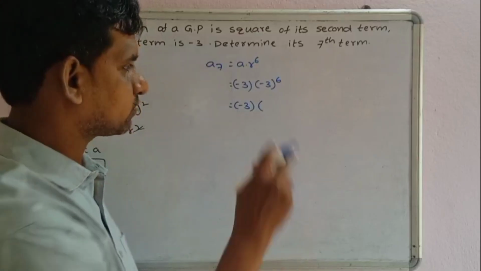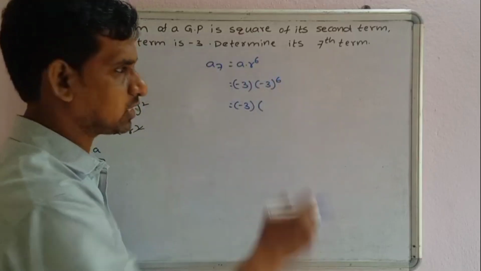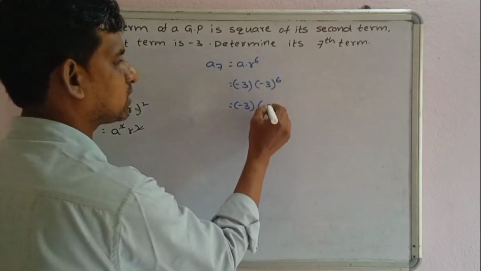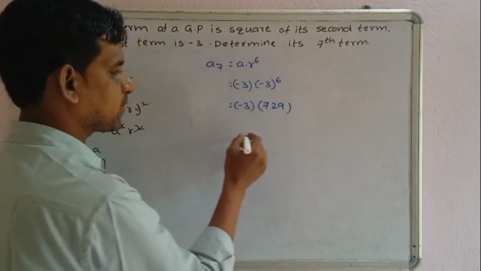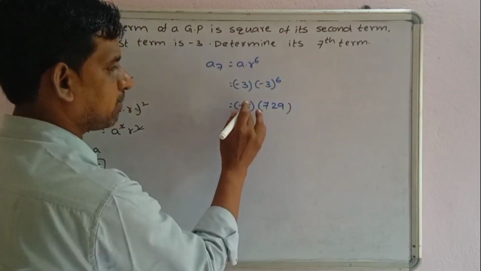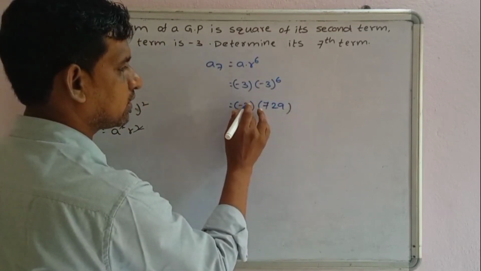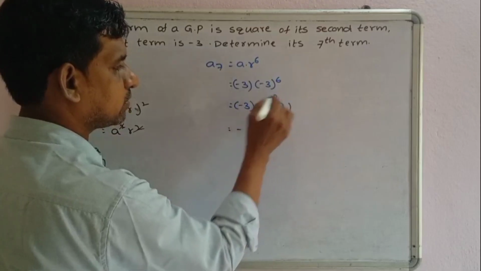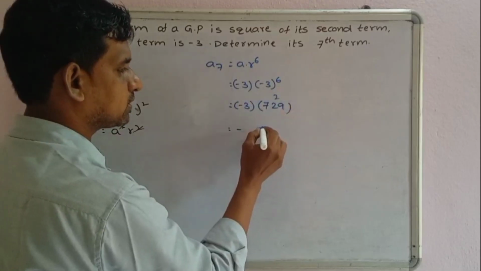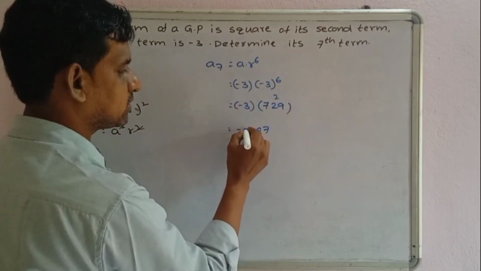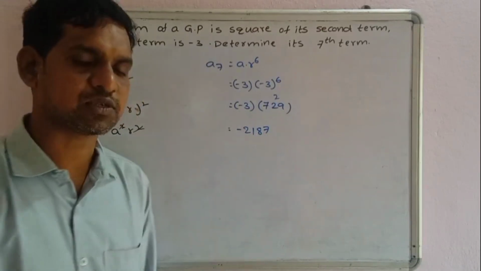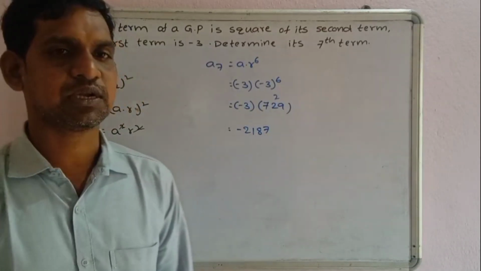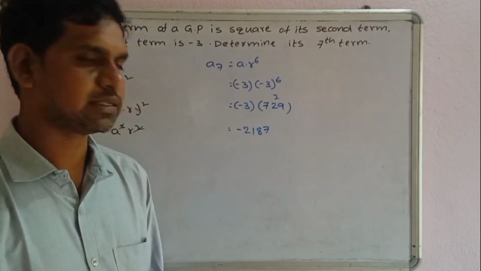Write minus 3 six times. Minus power even is plus. 3 power 6 value is 729. Okay, now multiply minus 3 with 729. 3 9s are 27. 3 2s are 6. 2 plus 6 plus 2 is 8. 3 7s are 21. So a7 equals minus 2187.